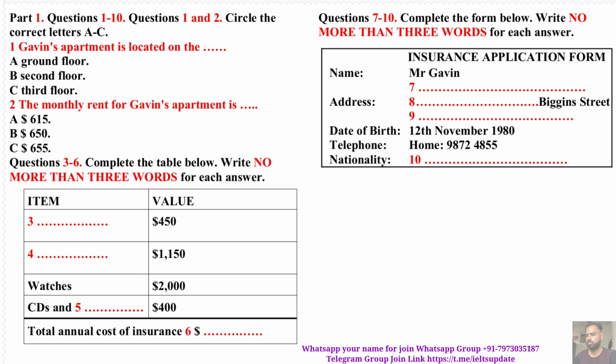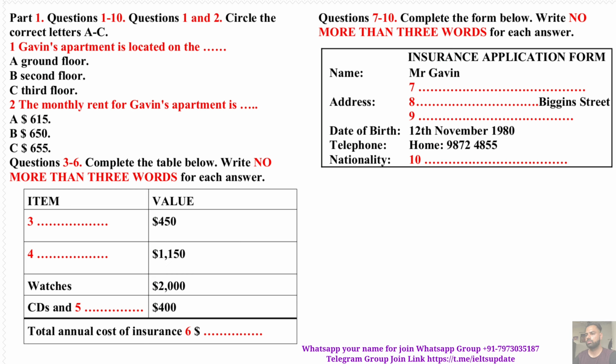I see. Well, I've got a fridge and a stereo system which I've just bought from a friend. And how much did you pay for the fridge? $450. $450 or $150? $450. And the stereo system cost $1,150. Have you got a television? Yes, but it's very old and not worth much. Okay. Well, is there anything else you want to insure? Yes. I've got a couple of watches and my CDs and books. How much do you think they're worth?